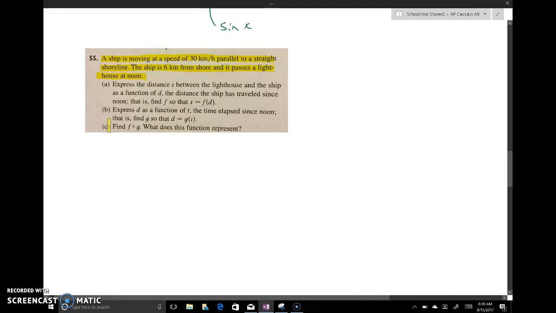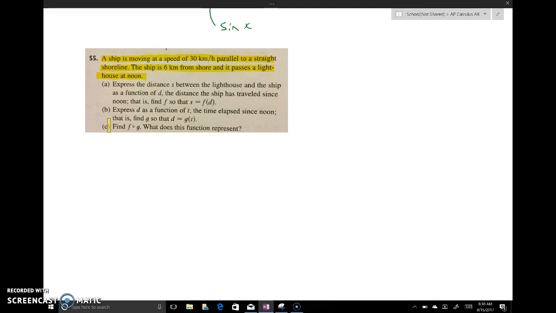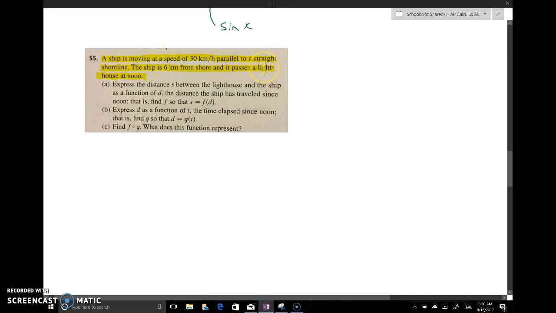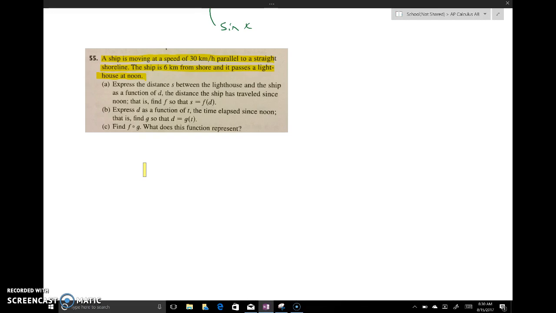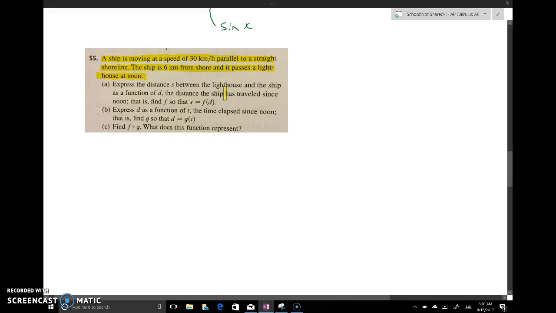parallel to the shoreline. So draw a second diagram and have the ship be somewhere farther along the shoreline, away from the lighthouse, and try to imagine a line between the lighthouse and where the ship is sometime afternoon. If you draw those two pictures, you're going to see that there's a simple relationship that will help you determine the distance between the lighthouse and the ship. Keep in mind that the lighthouse is going to be on the shore.